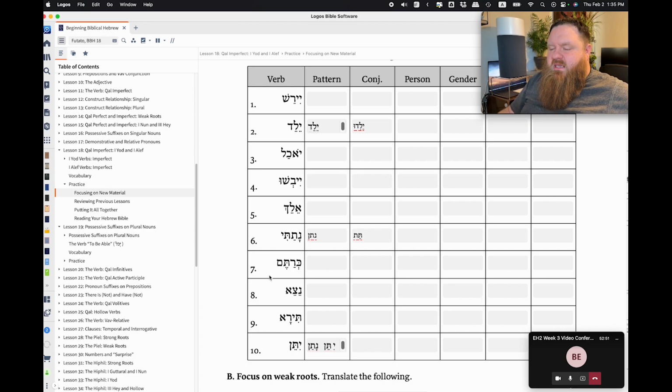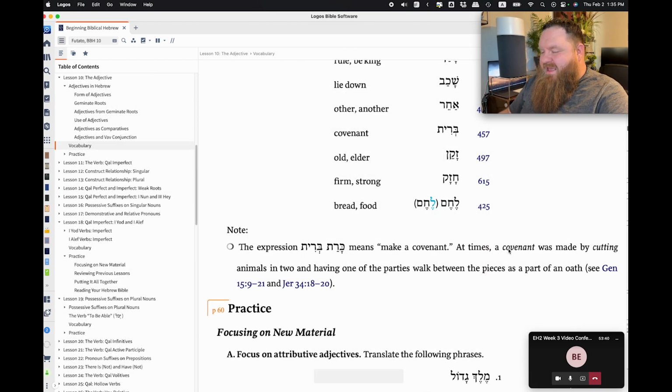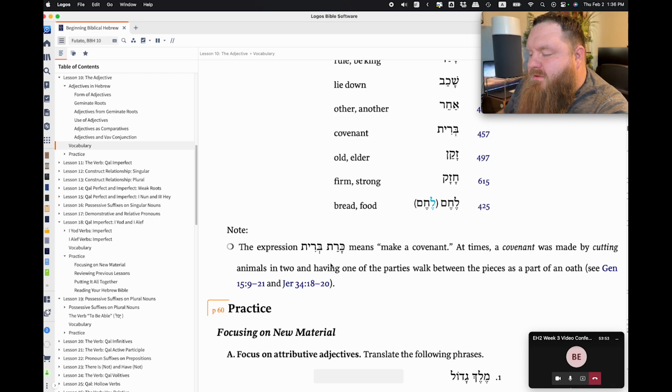If karat is he cut, then karat tem would be you all masculine plural cut. Well, okay. So he's saying he associates this with the cutting of animals in two, and this is true. That happened. I don't know that that is necessarily why. I'm not sure that's why they use karat though.